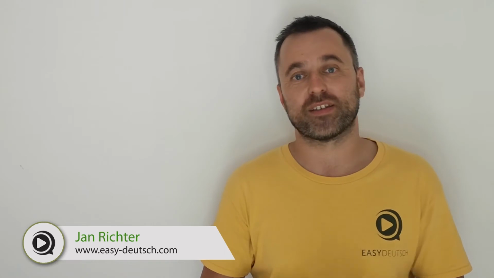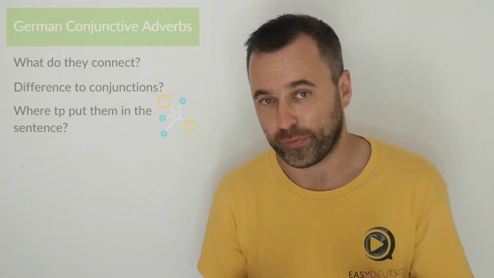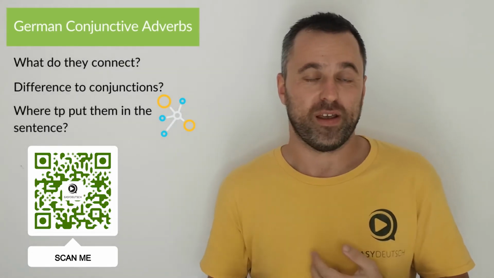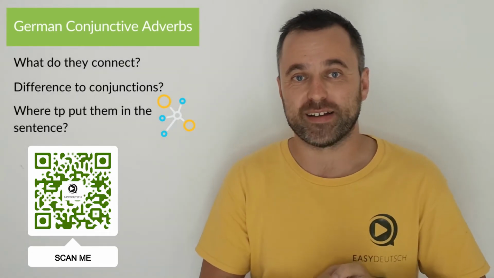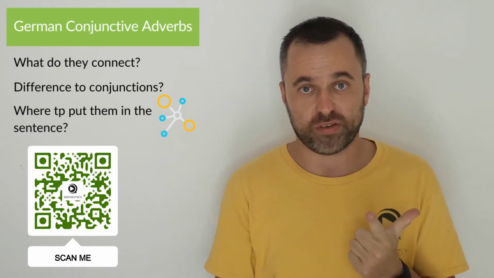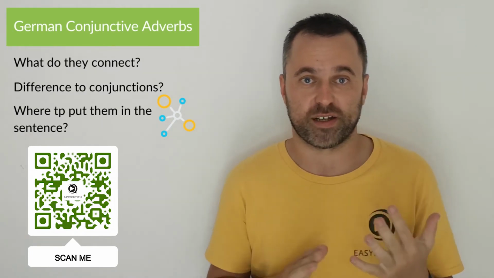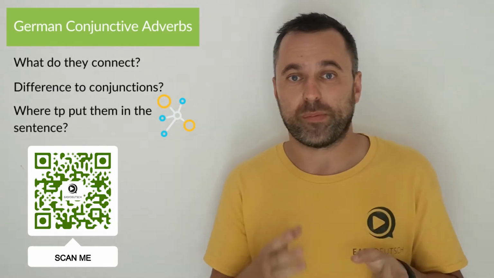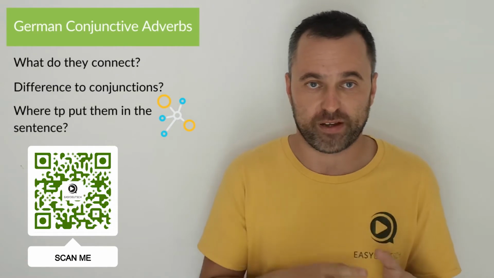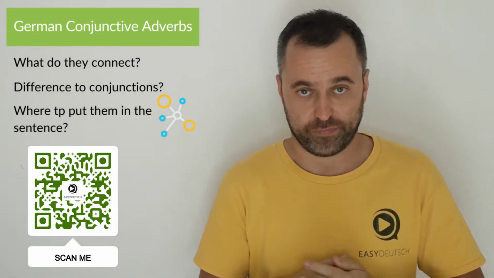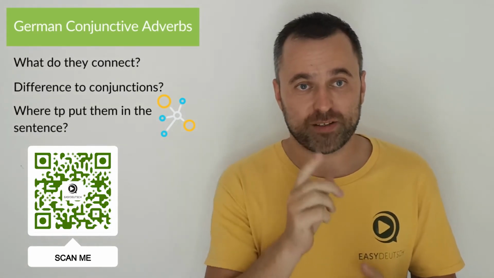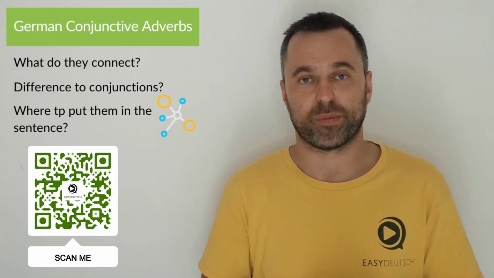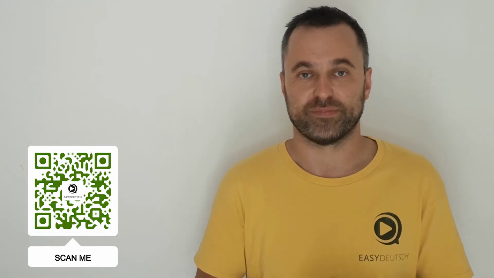Today's topic is conjunctive adverbs. That sounds very complicated, so what is a conjunctive adverb? A conjunctive adverb connects either entire sentences, clauses, phrases, or single words with each other. But you have to keep in mind certain things if you use conjunctive adverbs. And I will explain everything about it now with the help of my ebook, German Grammar Explained Easily.